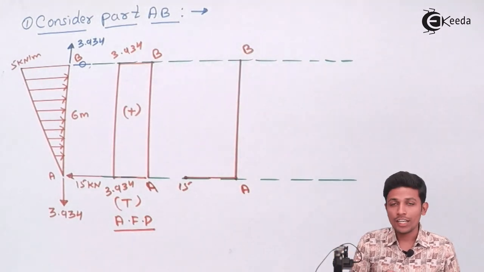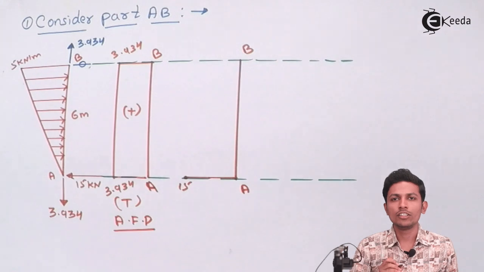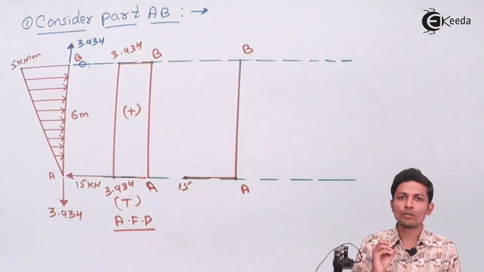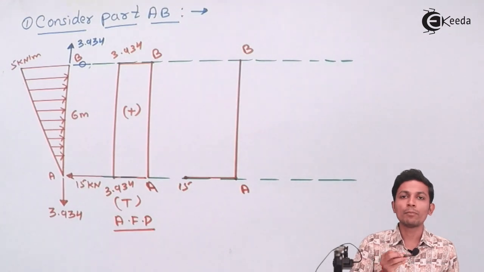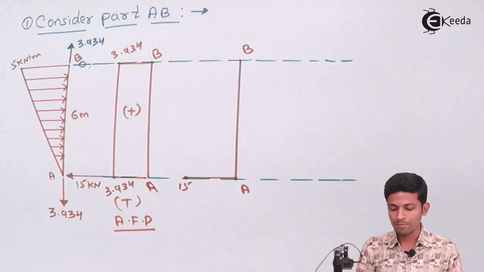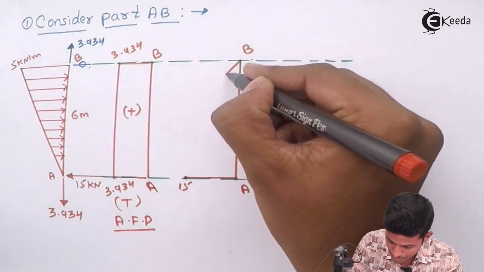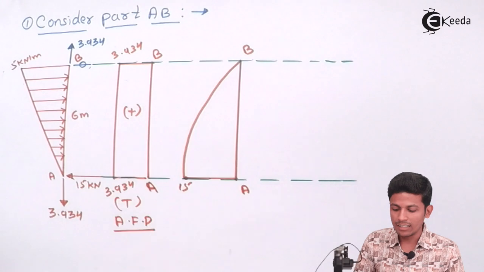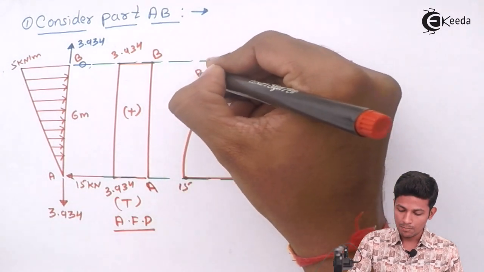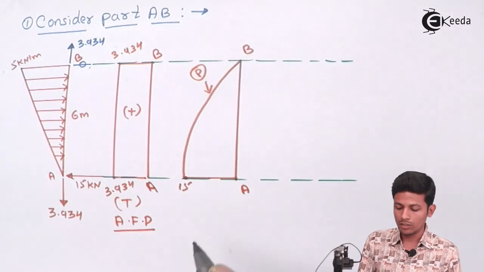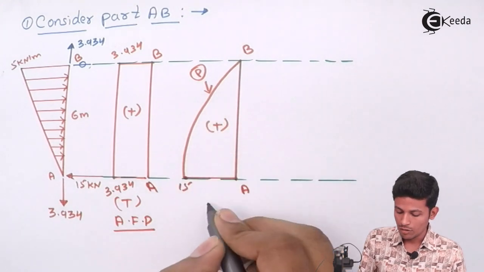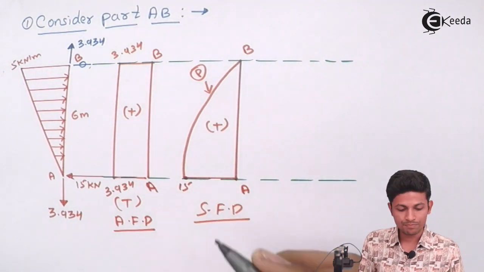Now see, in UDL remember one thing: while drawing the SFD, for UDL we have to draw a parabolic curve in the shear force diagram, and for the bending moment diagram it will come to one degree extra, means it's a cubic curve. Okay, now draw the curve, it will become like this. This is nothing but a parabolic curve. Okay, now this is also positive, we are done with the SFD part also.